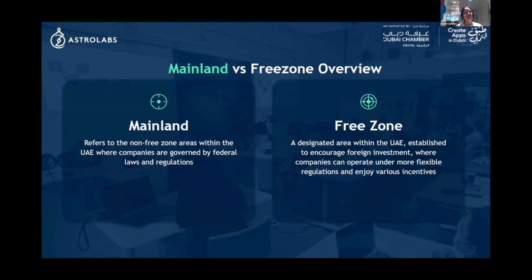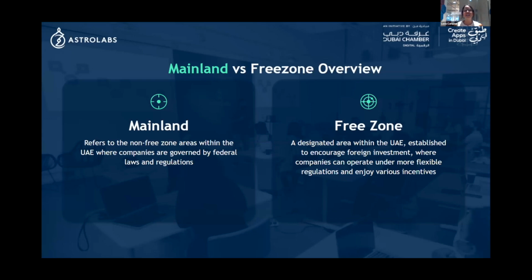Some of the advantages of being in a free zone, for example, are the tax incentives. So if you're a business located in a free zone, you are not subject to the 9% corporate tax rate that mainland companies are subject to. Obviously, this is for qualifying income. You can go into a little bit more detail, but in general, you don't face that 9% corporate tax.